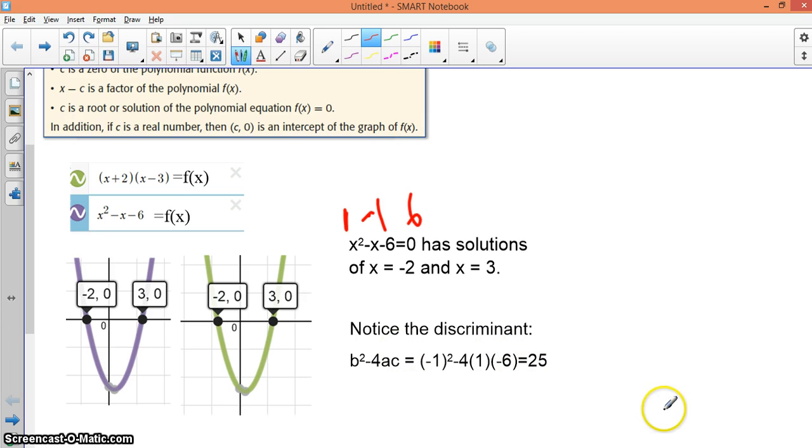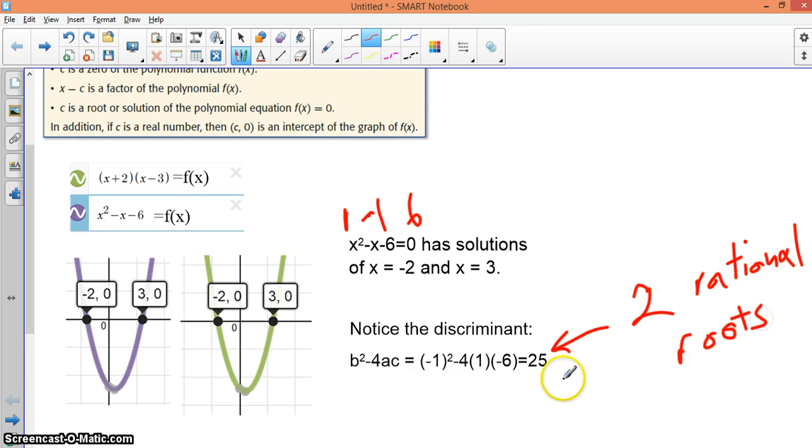When you get a positive perfect square, you get 2 rational roots. We talked about that in chapter 5, because the answer here is a perfect square. Anyway, this is a little bit of an aside, but I'm trying to link everything together that we've been working on the last couple of chapters.